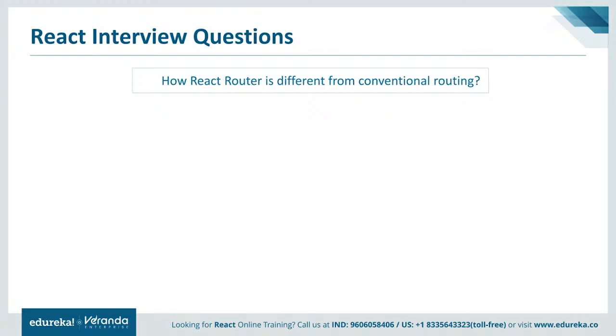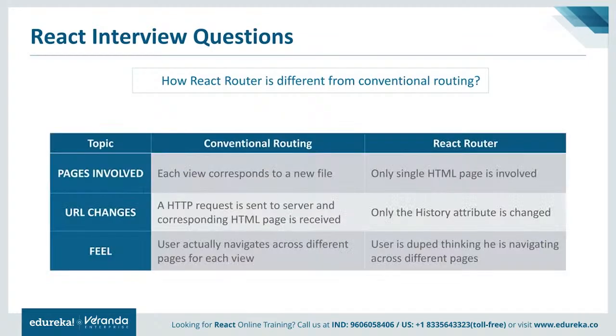How is React router different from conventional routing of data? So again, there is a table of the differences based on various topics. Pages involved. In conventional routing, each view corresponds to a new file. In React router, only a single HTML page is involved. In conventional routing, we used to have multiple pages involved in the application.